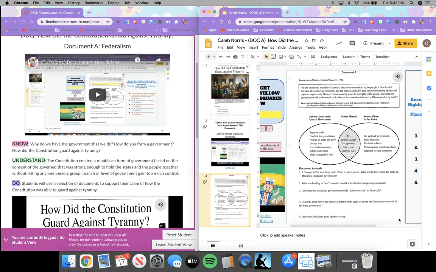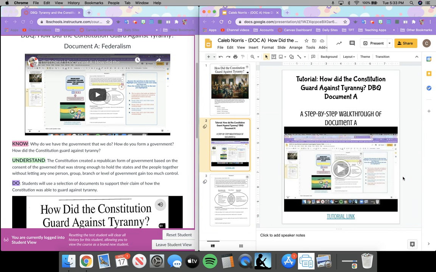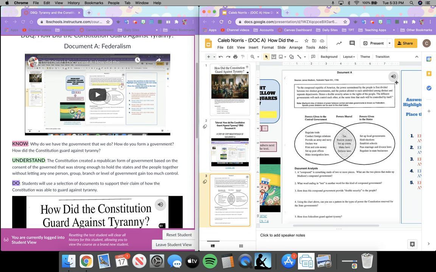So I'm going to model for you how to analyze one of these documents and answer the questions. Today will be a lot of me modeling for you, and then you can follow along with me. You can listen to my thinking process, and then hopefully you can apply that to documents B, C, and D. So let's start up at the top. If you are doing this by yourself, you have two options. You can listen to the audio here, or you can read it to yourself.